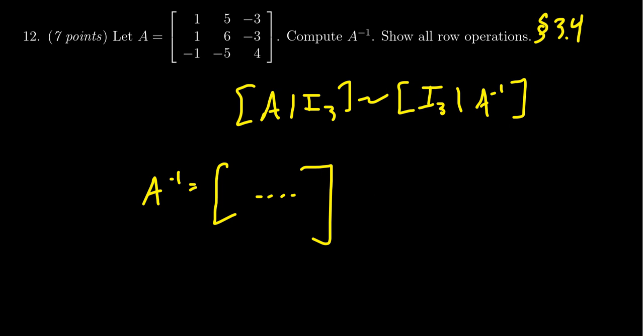And also, as this calculation is primarily just row reduction, I am going to ask that you show all of the row operations here. I want to see the details on how you go from here to here. I need to see those. Without that, I can't give you full credit on this one. That's going to be question number 12.